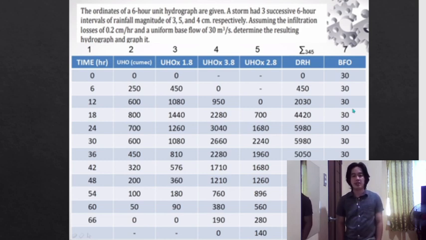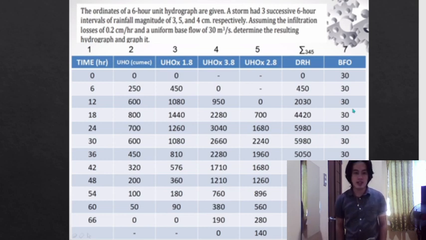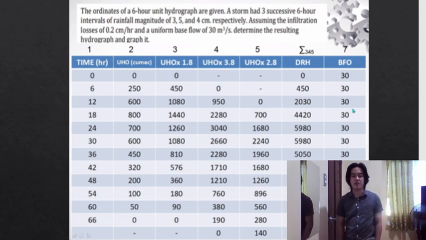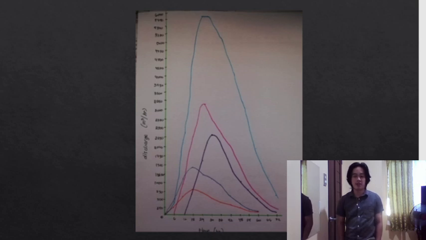Then this 30 is the given 30 cubic meters per second base flow. Then we graph these values here, just points. The sky blue is the DRH, the direct runoff hydrograph. The red is the UH ordinate. The dark, almost black one is the 3 cm, the violet is 4 cm, and the pink is 5 cm.